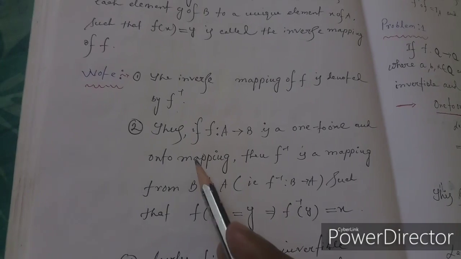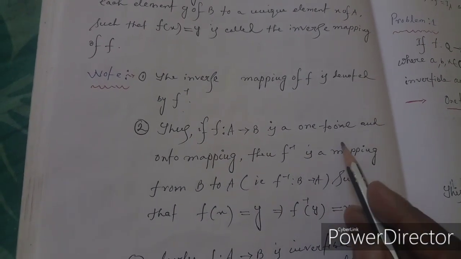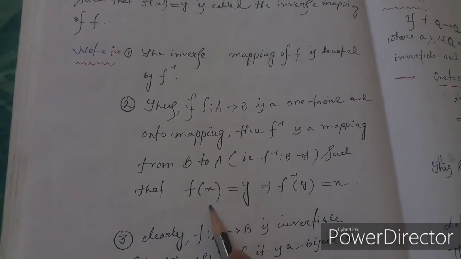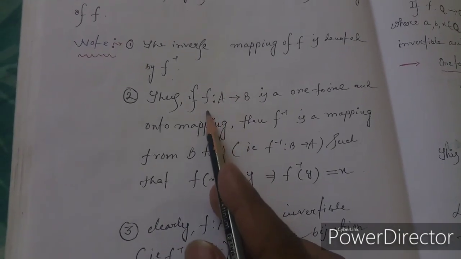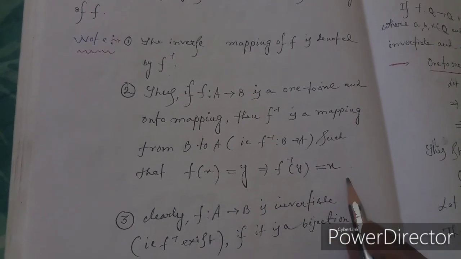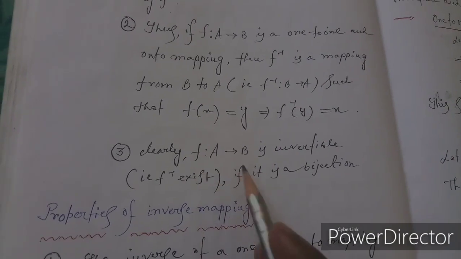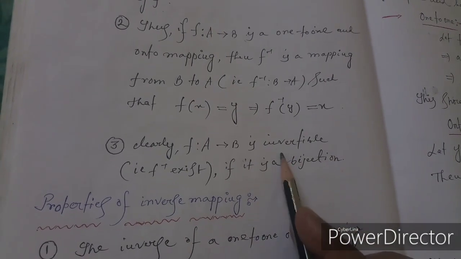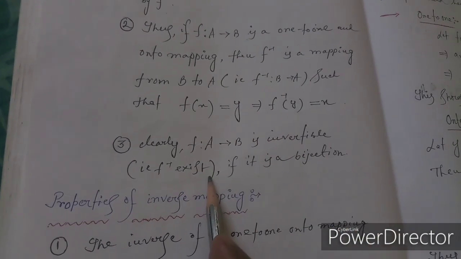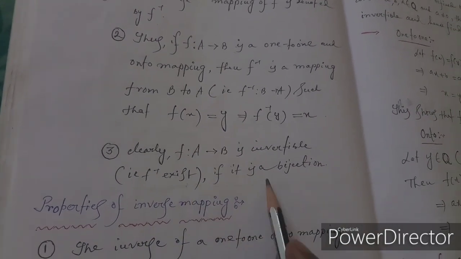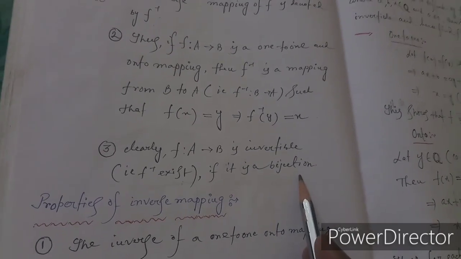Note 2: Thus if f from A to B is a 1 to 1 and onto mapping, then f inverse is a mapping from B to A such that f(x) equals y for the mapping f from A to B, and for the mapping f inverse from B to A, f inverse of y equals x. Note 3: Clearly f from A to B is invertible if it is bijective. Invertible means f inverse exists, same word. If f is invertible, that means f inverse exists, so the mapping f should be bijective.